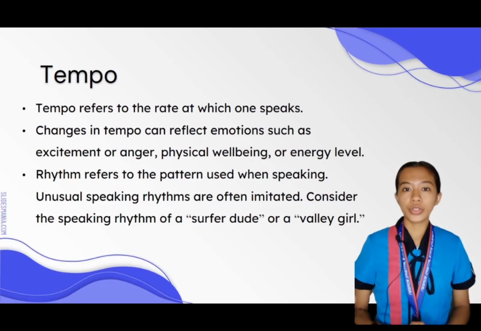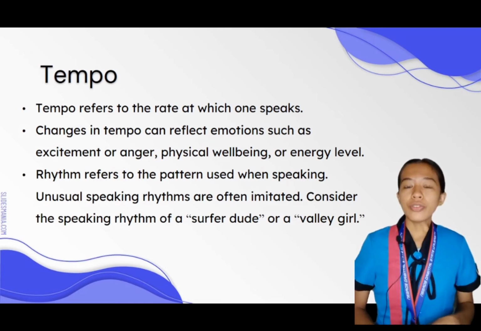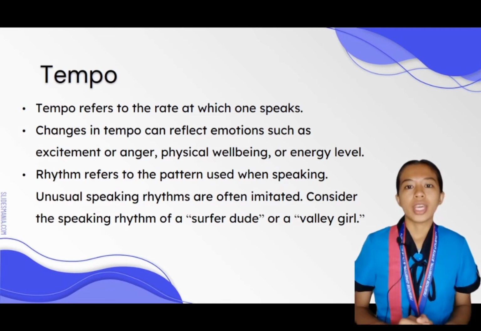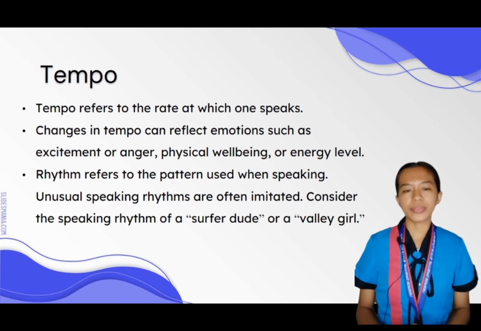The next one under vocalics is tempo. Tempo refers to the rate at which one speaks. Changes in tempo can reflect emotions such as excitement or anger, physical well-being, or energy level. One of the author's aunts is a brittle diabetic. When talking to her aunt, the author can detect whether the aunt's blood sugar is too low if her aunt is speaking extremely slow.